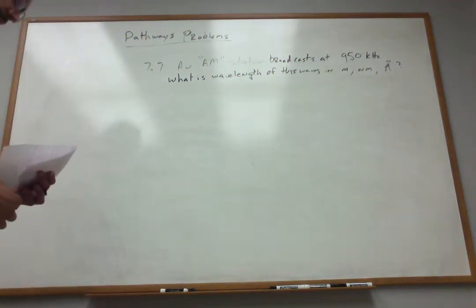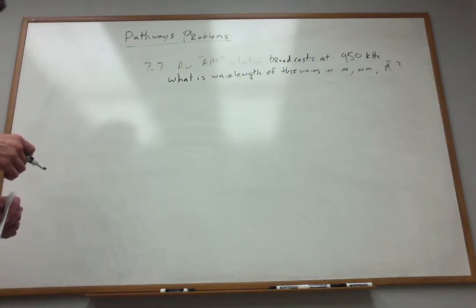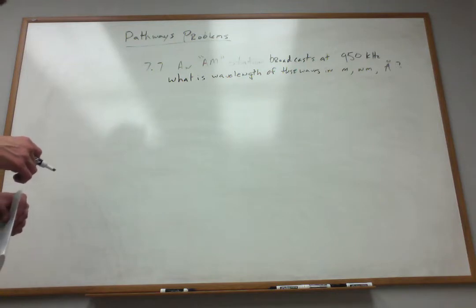Okay, we're going to work pathway 7.7. Now, this tells us that there's a radio station, an AM station, which stands for amplitude modulation, that's broadcasting at 950 kilohertz. What is the wavelength of the waves in meters, nanometers, and angstroms?